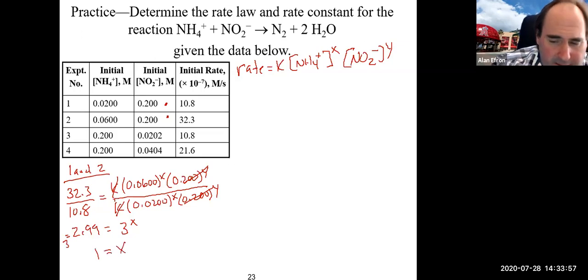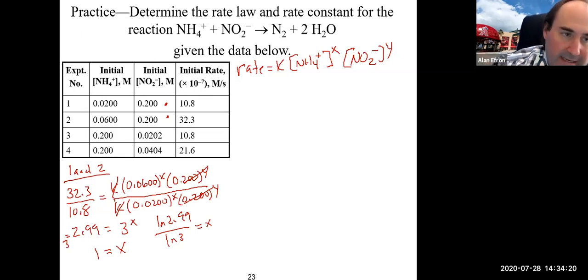Now, if you wanted to, again, you could take the natural log of both sides. If you did that approach, you would take the natural log of 2.99 and divide it by the natural log of 3, and that would equal X. And if you did that, you essentially get exactly what we got going on there.